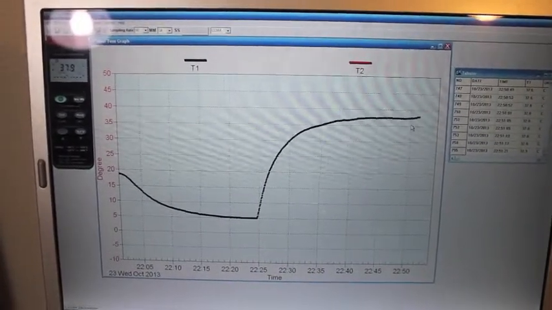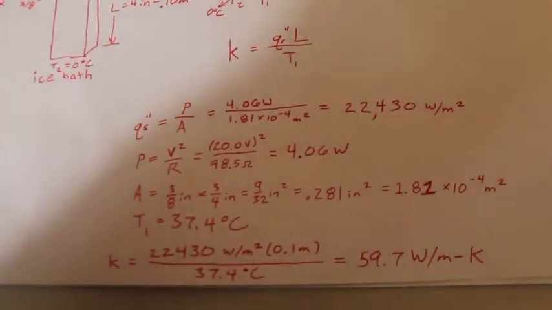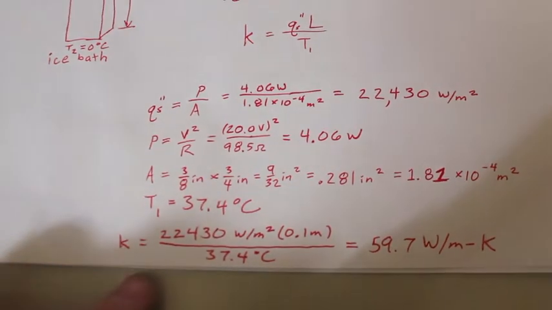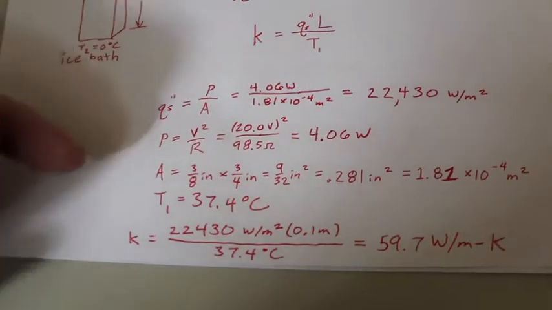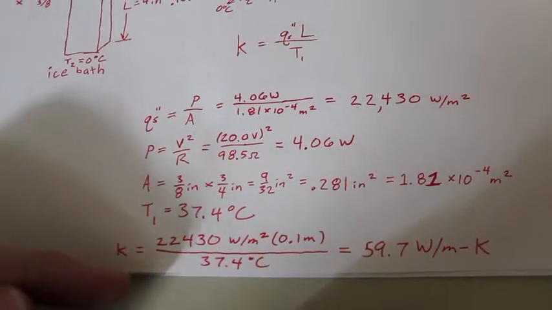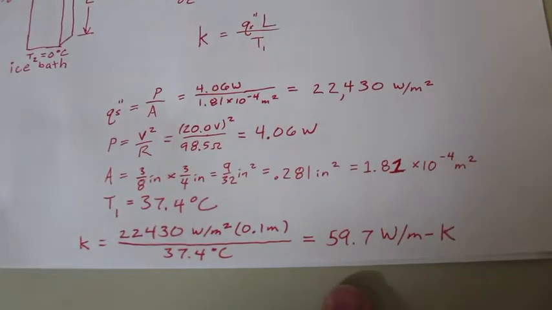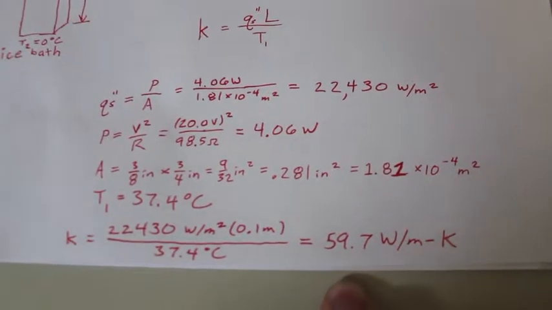So my final temperature was actually 37.4 degrees Celsius, and if I put that into my formula for calculating the thermal conductivity, I get K is equal to my heat flux, which I calculated, times the length divided by 37.4 C, my final temperature. That gives me 59.7 watts per meter Kelvin, which actually agrees pretty well with published data for steel thermal conductivity.